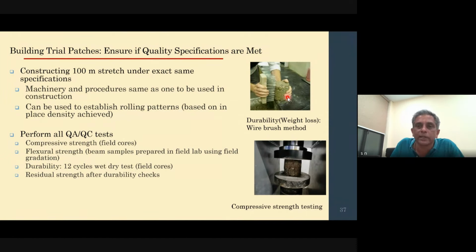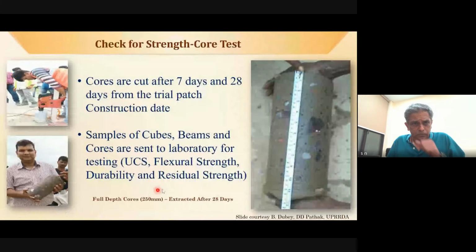At the end of 12 cycles, you look at the total amount of weight loss that has happened, and that amount of weight loss should be within certain acceptable limits. That is how this method actually works. Once you have this durability check done for 12 cycles, you take the sample that is left over and do your compressive strength test to find the residual strength of your samples. Again, compressive strength testing, and I think everybody knows how it is done.